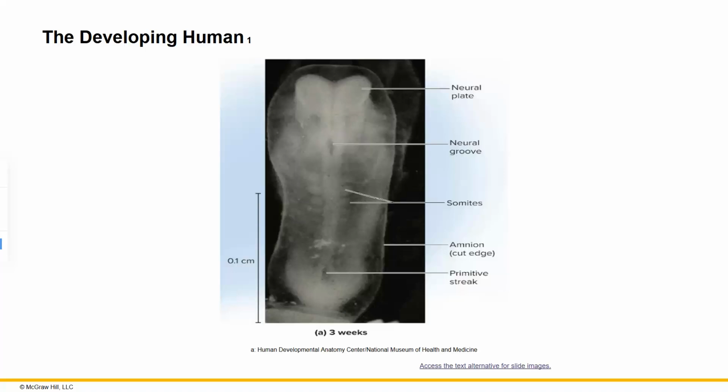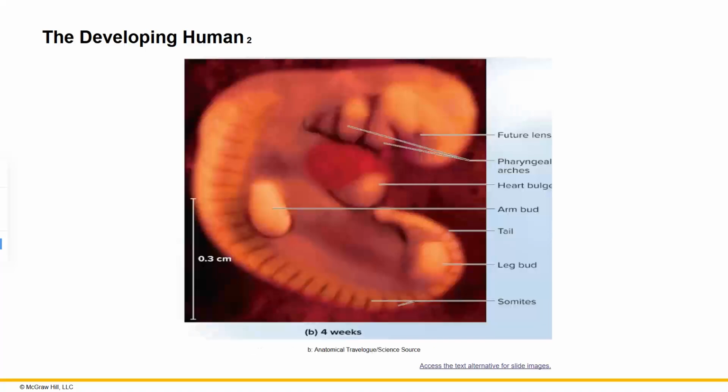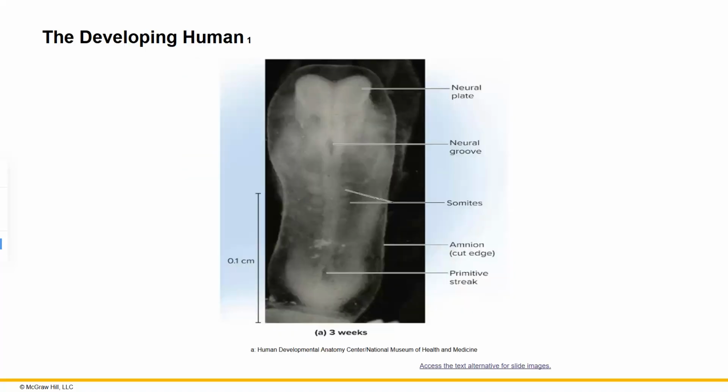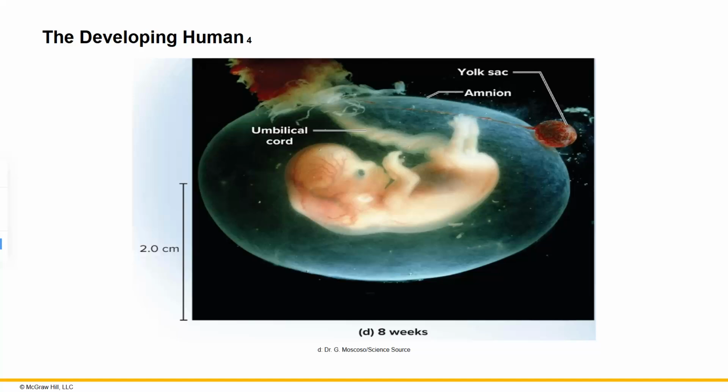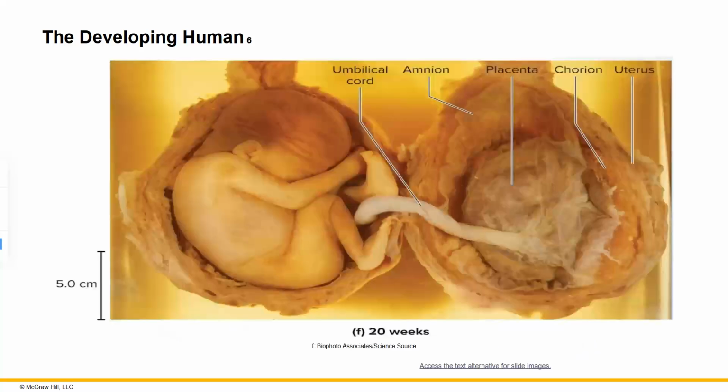And these are just some diagrams of the developing human at the various stages. So 3 weeks, 4 weeks, 7 weeks. Typically at 6 weeks they have a heartbeat. 8 weeks, 12, 20.